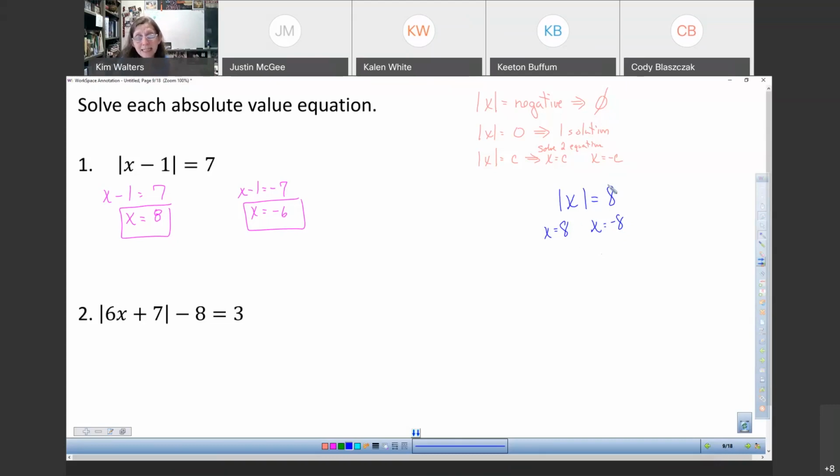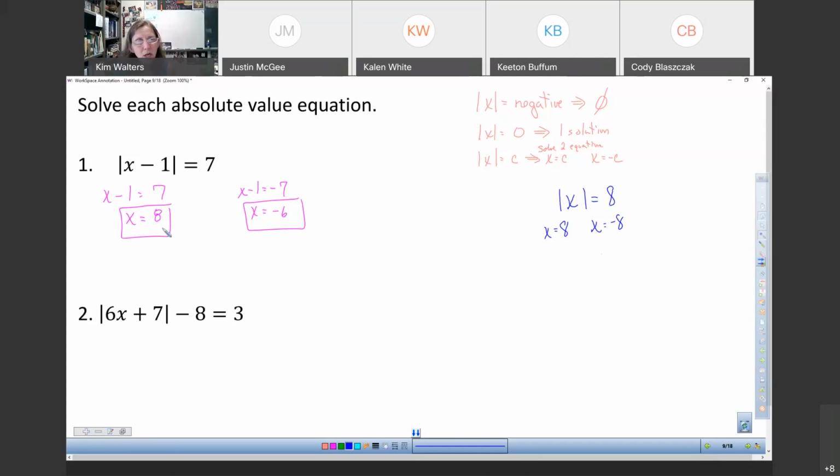Now, the difference in this problem and the one we solved is I have something other than just an x in here. So my whole quantity, x minus 1, is 7 units from 0. And so it could either be 7 units to the left from 0 or 7 units to the right of 0. To the left of 0 would be negative 7, which means my value of x is actually sitting at negative 6. 7 units to the right means that my value of x is actually sitting at positive 8. Does that make a little bit more sense?